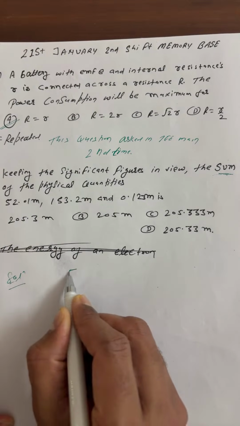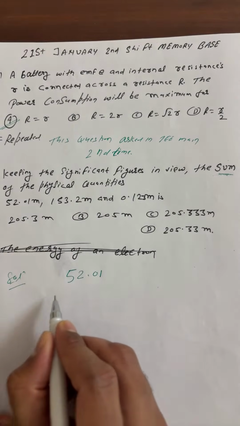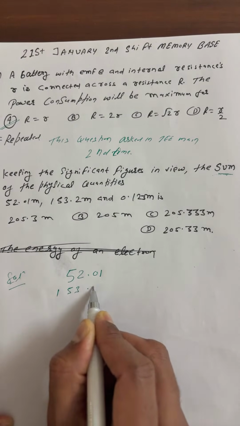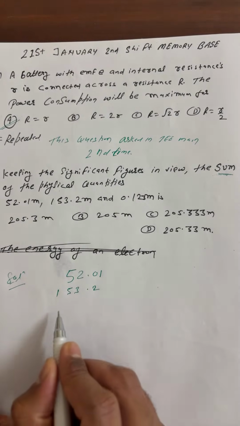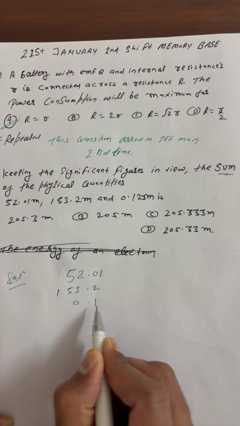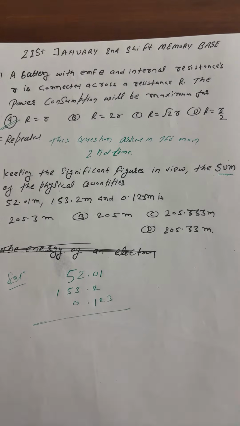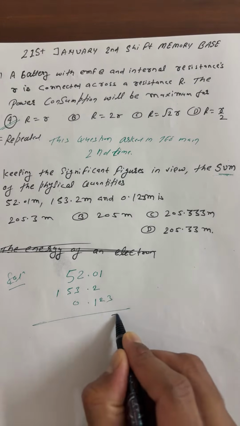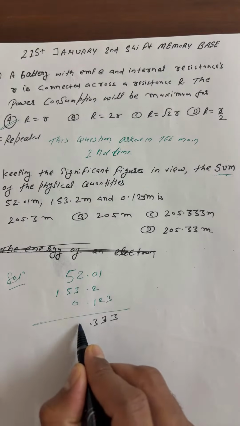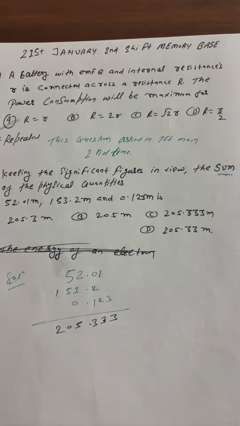So this is 52.01. Next is 153.2. Next, students, 0.123. Just simply add. So what you can see: 3 plus 2 is 5, 5 plus 5 is 10, and 1, 1, 2, so 205.33.